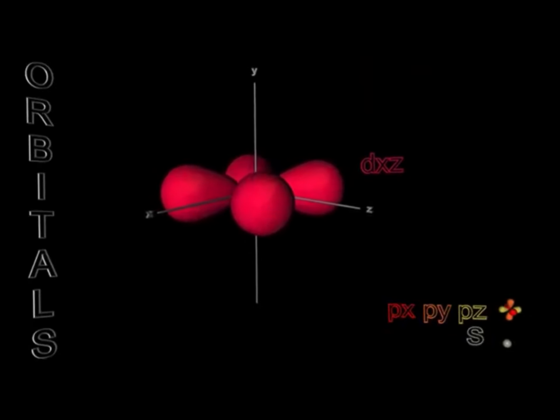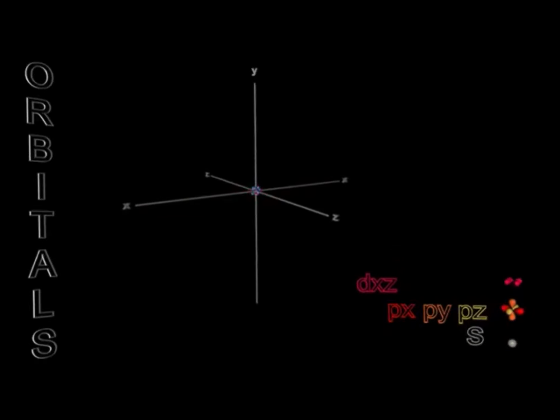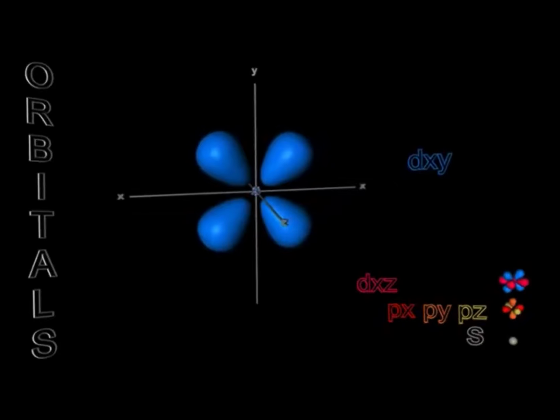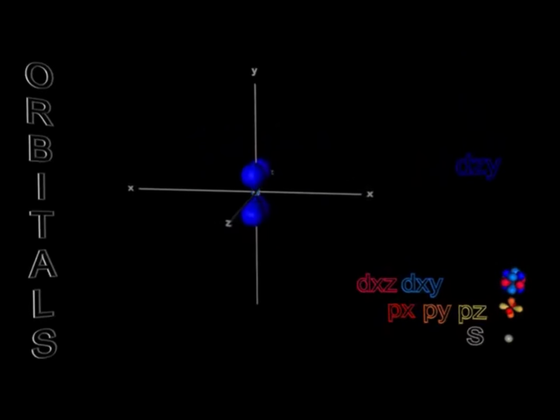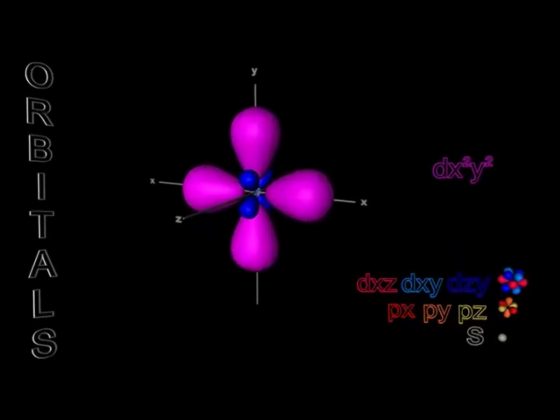Then the d orbitals get a little crazy, shape-wise. Whoa, getting crazy, the d orbitals.